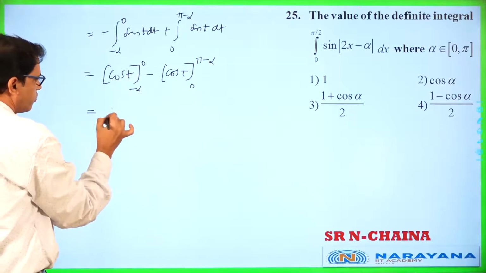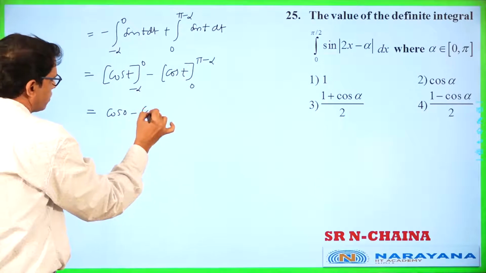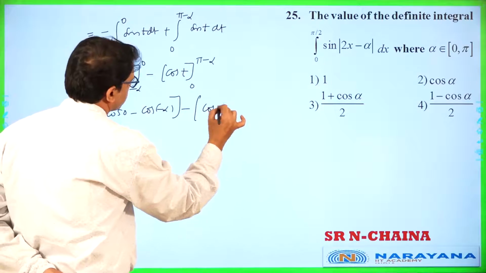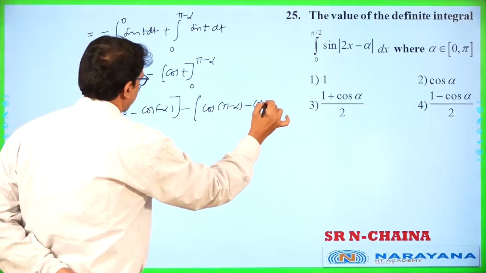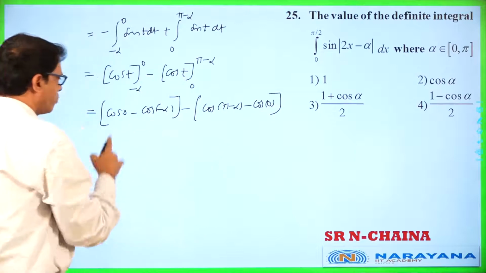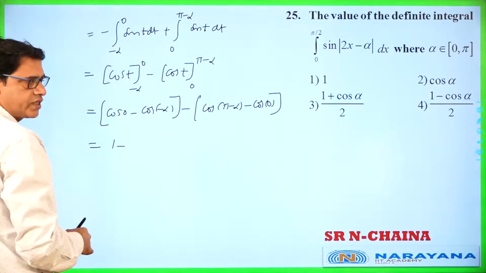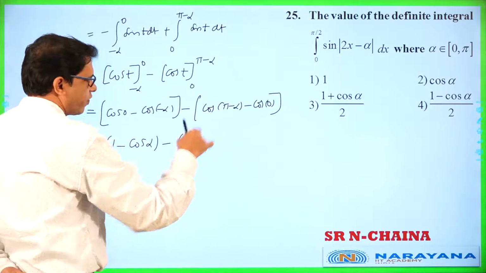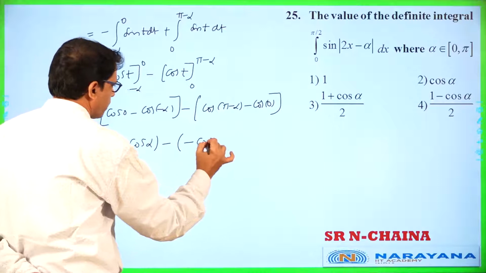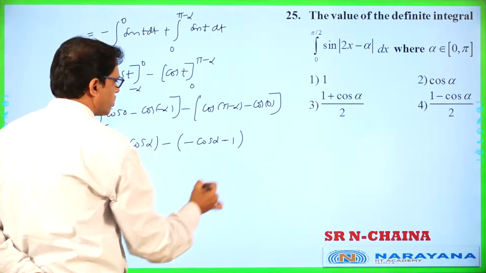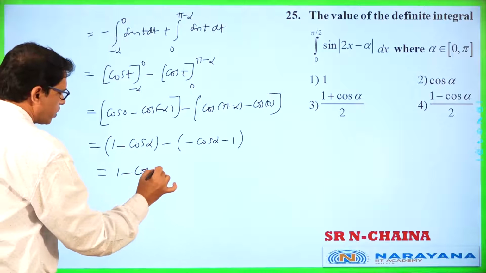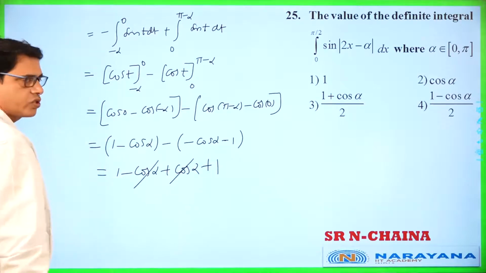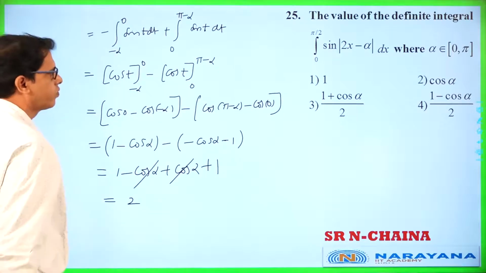Apply the limits: cos 0 minus cos of minus alpha, then minus, this will be cos of pi minus alpha minus cos 0, right? So cos 0 value is 1, cos of minus alpha is cos alpha, minus cos of pi minus alpha is minus minus cos alpha, this will be 1, close the bracket. That equals 1 minus cos alpha plus cos alpha plus 1, cos alpha cancels out, we are left with what? So 2.